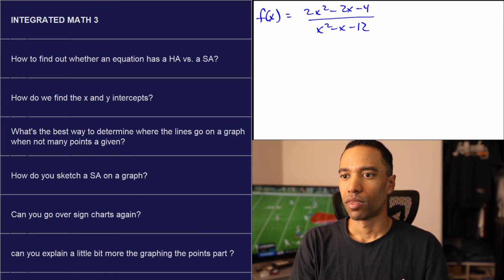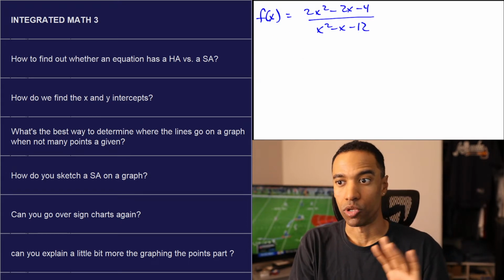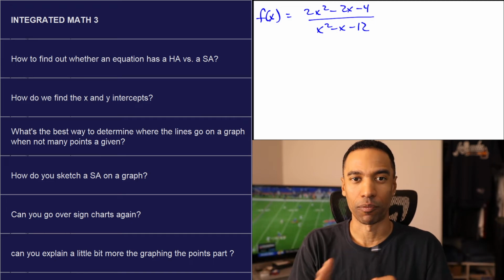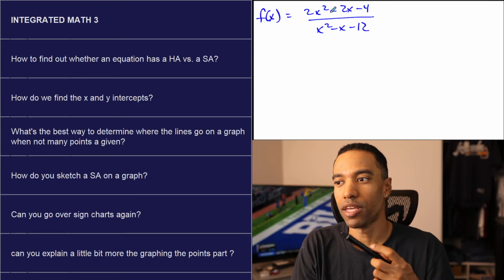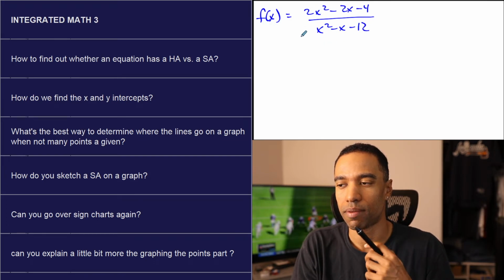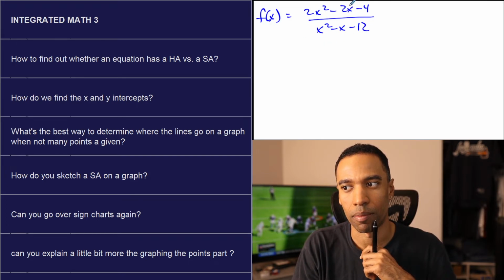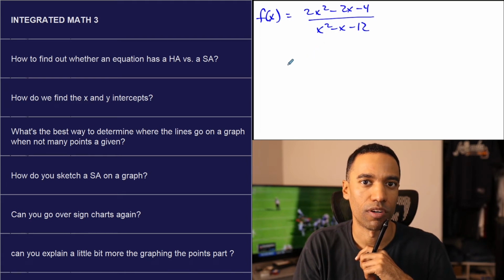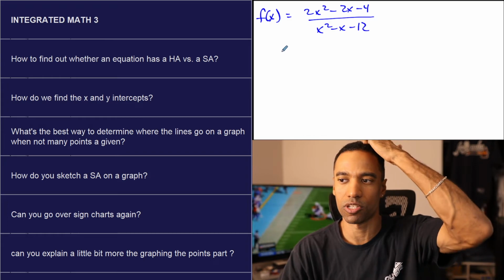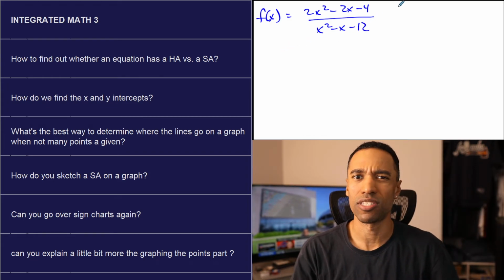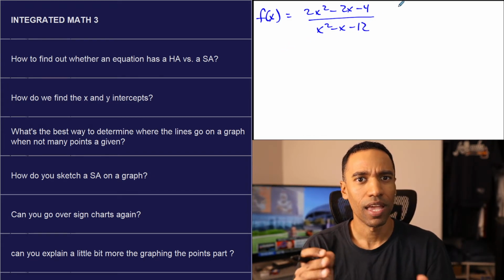In finding points, remember, you can always plug values into a table, but have fun with that, right? Let's plug in 1 for x. All right, 2 times 1 squared minus 2 times 1 minus 4 divided by 1 squared minus 1 minus 12. It's probably some weird fraction. Let's plug in 6 for x. All right, 2 times 6 squared. Have fun with a table, guys, even if you had a table function on your calculator.